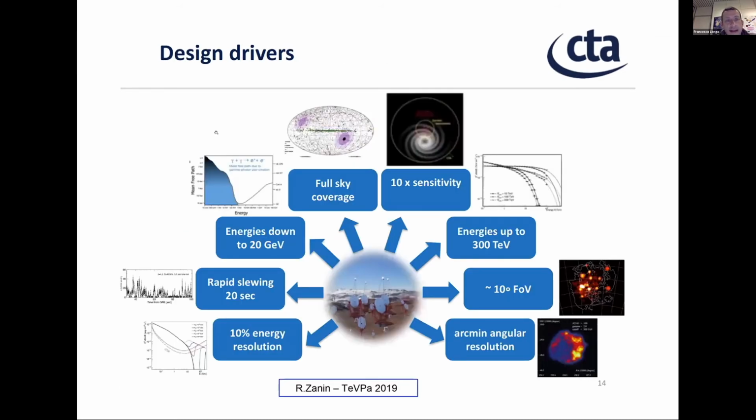So there are several design drivers. Let me say that transients are the key among them: the rapid slewing, the energy going down to 20 GeV, the possibility of getting full sky coverage. These are always needed, as is the wide field of view to get more transients. A lot of transient science can be done with CTA.